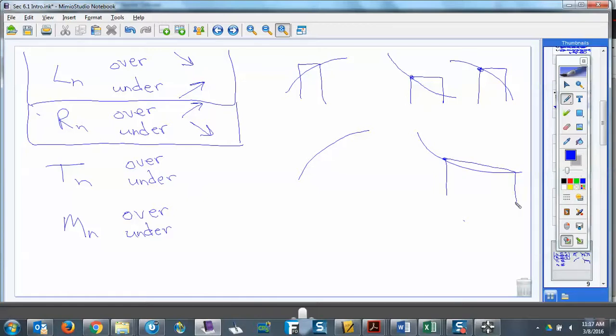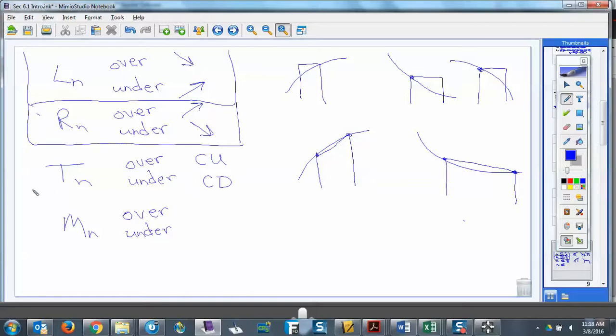Isn't that how you do a trapezoid? What causes that to be over? The concavity. When it's concave up, a trapezoid is going to be over. When it's concave down, it'll be under. Like this one. Right?